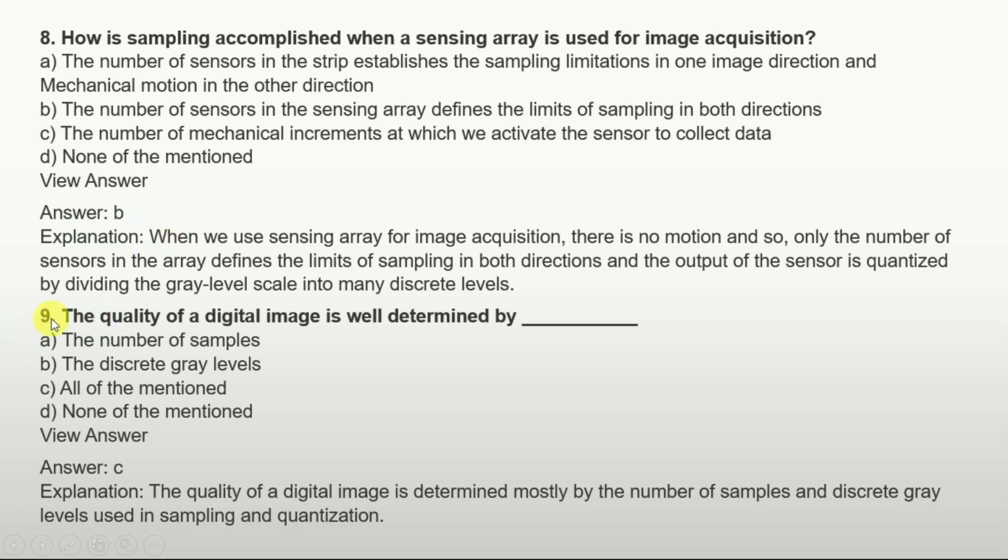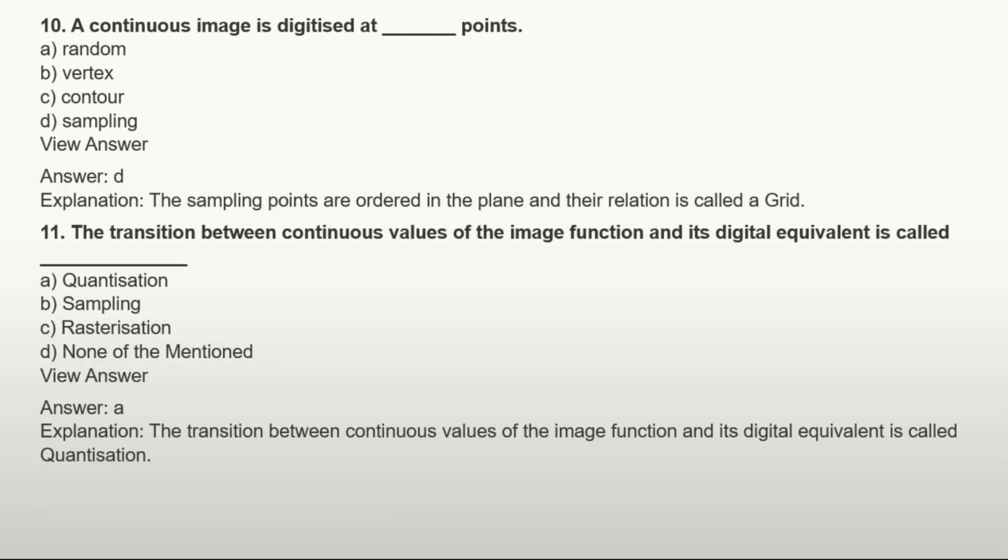And the next question is, the quality of a digital image is well determined by. How can we determine the quality of a digital image? So options are: A, the number of samples, and option B is the number of discrete gray levels. C is all of the mentioned. D is none of the mentioned. So the answer is C, all of the mentioned, because if we see the explanation, the quality of a digital image is determined mostly by the number of samples and discrete gray levels, that is both used in sampling and quantization.